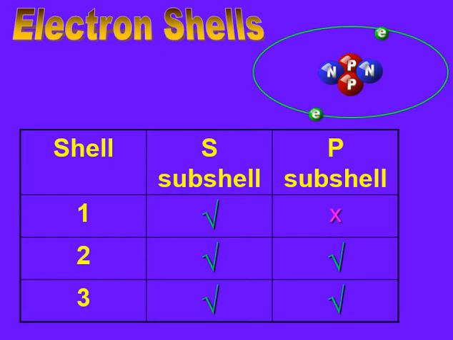Electron shells show the number of electrons. The first shell carries 2 electrons, the second, the L shell, contains a maximum of 8 electrons, 2 in the s orbital and 6 in the p orbital. The third shell, known as the M shell, contains 18 electrons, 2 in the s orbital, 6 in the p orbital, and 10 in the d orbital.